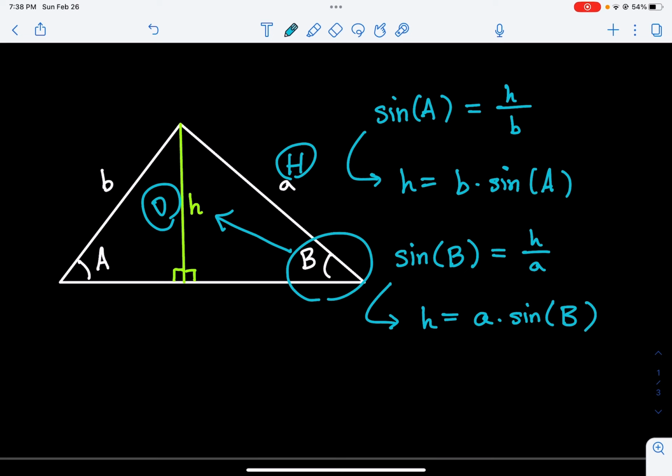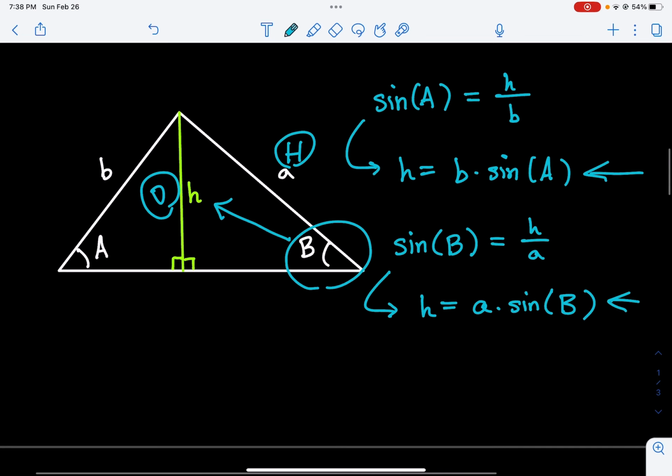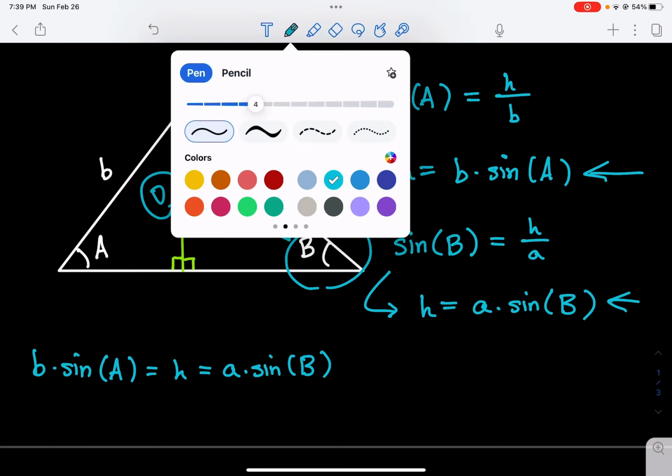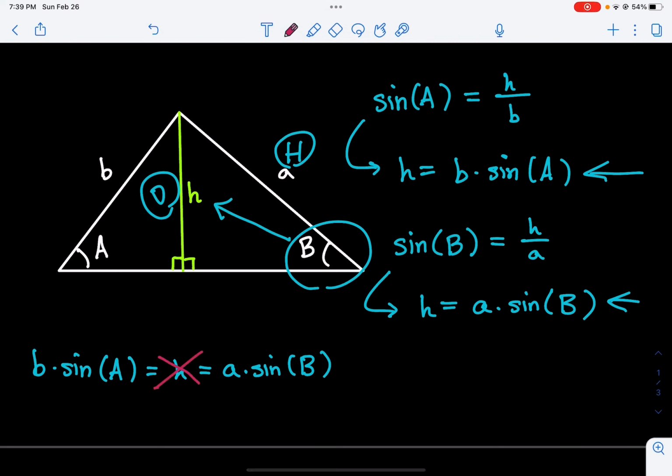And look at what we have here. We have this equation and this one, and they both tell us what h equals. So on one hand, we have that b times sine of capital A is equal to h, but on the other hand, we have that h equals a times sine of capital B. And at this point, if you have three expressions that are equal, you can basically get rid of this middleman and just set the two sides equal to each other.